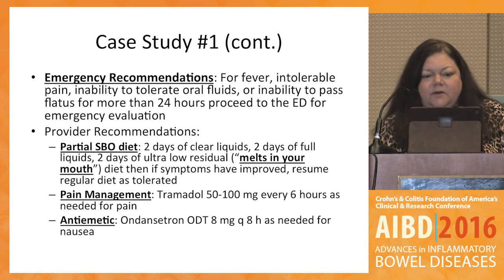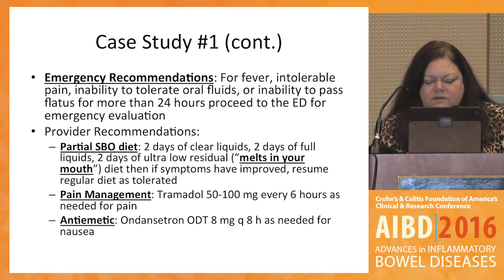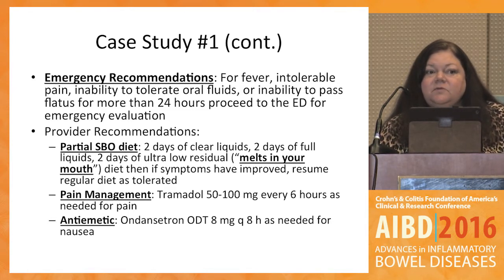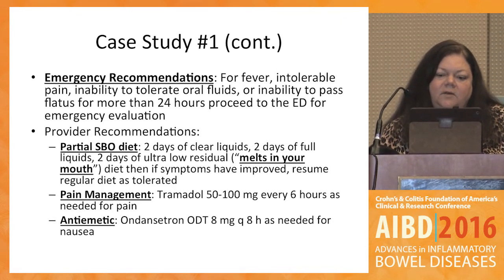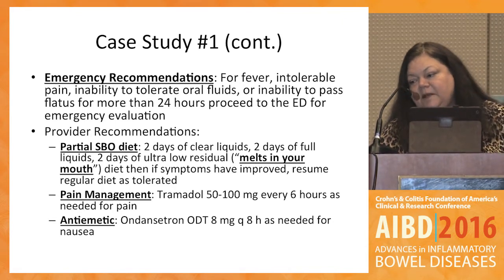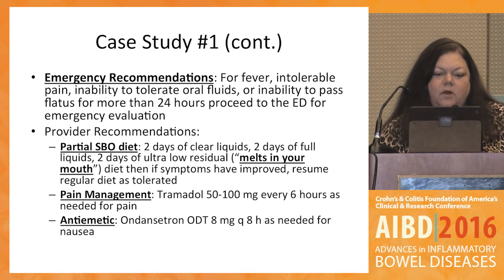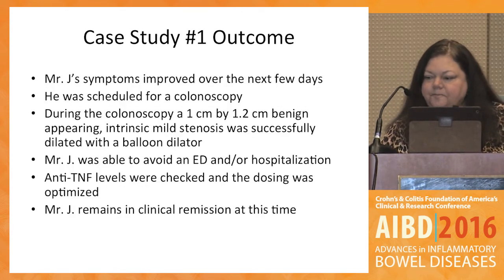So I talked with his provider, and he recommended what we call our partial SBO diet. They go on 2 days of clear liquids, 2 days of full liquids, then 2 days of an ultra-low residual diet. And if their symptoms are improving, then they can advance their diet as tolerated. And typically, we give tramadol 50 to 100 milligrams every 6 hours as needed for pain, and then some Zofran, or whatever antiemetic the patient tolerates and has used and works for nausea as needed.